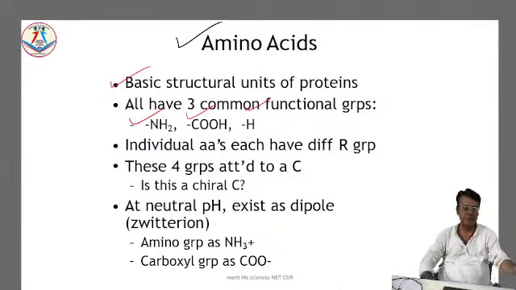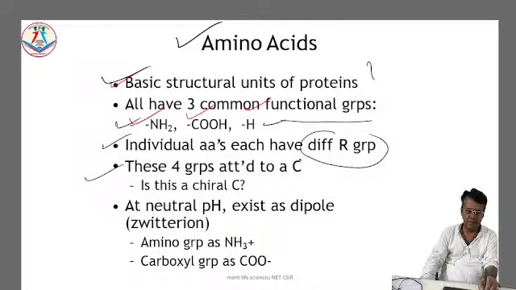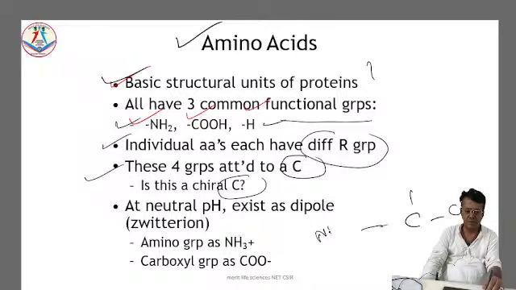Now, amino acids have some basic features. You can say this is the basic structure of proteins. All have three common functional groups like amine, carboxylic, and proton. Individual amino acids each have different R groups. These four groups are attached to the central carbon atom. That's why it is the chiral center. Chiral center, you know, there are four different groups. One end is the carboxyl, the other end is amine. This is the R group and this is the H.